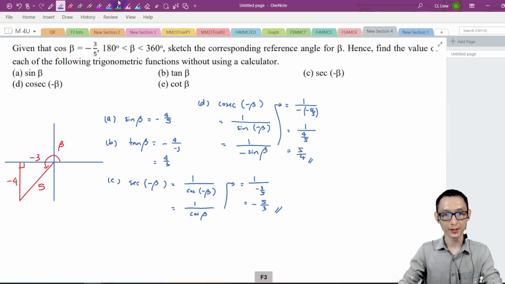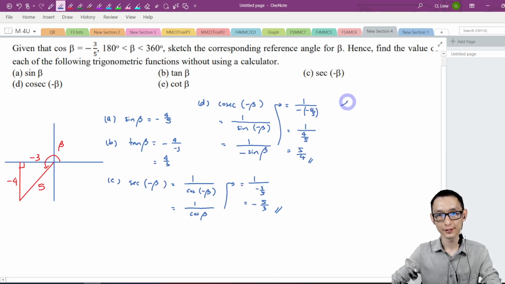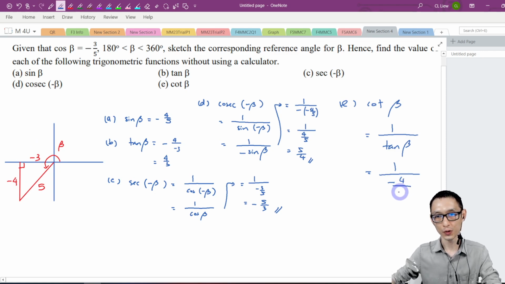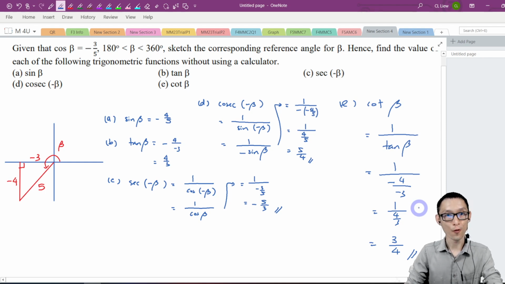Okay, let's try the last one. Cotangent beta. So cotangent is equal to 1 over tangent. So tangent beta, just refer to this triangle, TOA, opposite over adjacent. So negative 4 over negative 3, it will become 4 over 3. Negative, negative become positive. 1 divided by 4 over 3, it will be equal to 3 over 4. Okay, so this is the answer for part E.